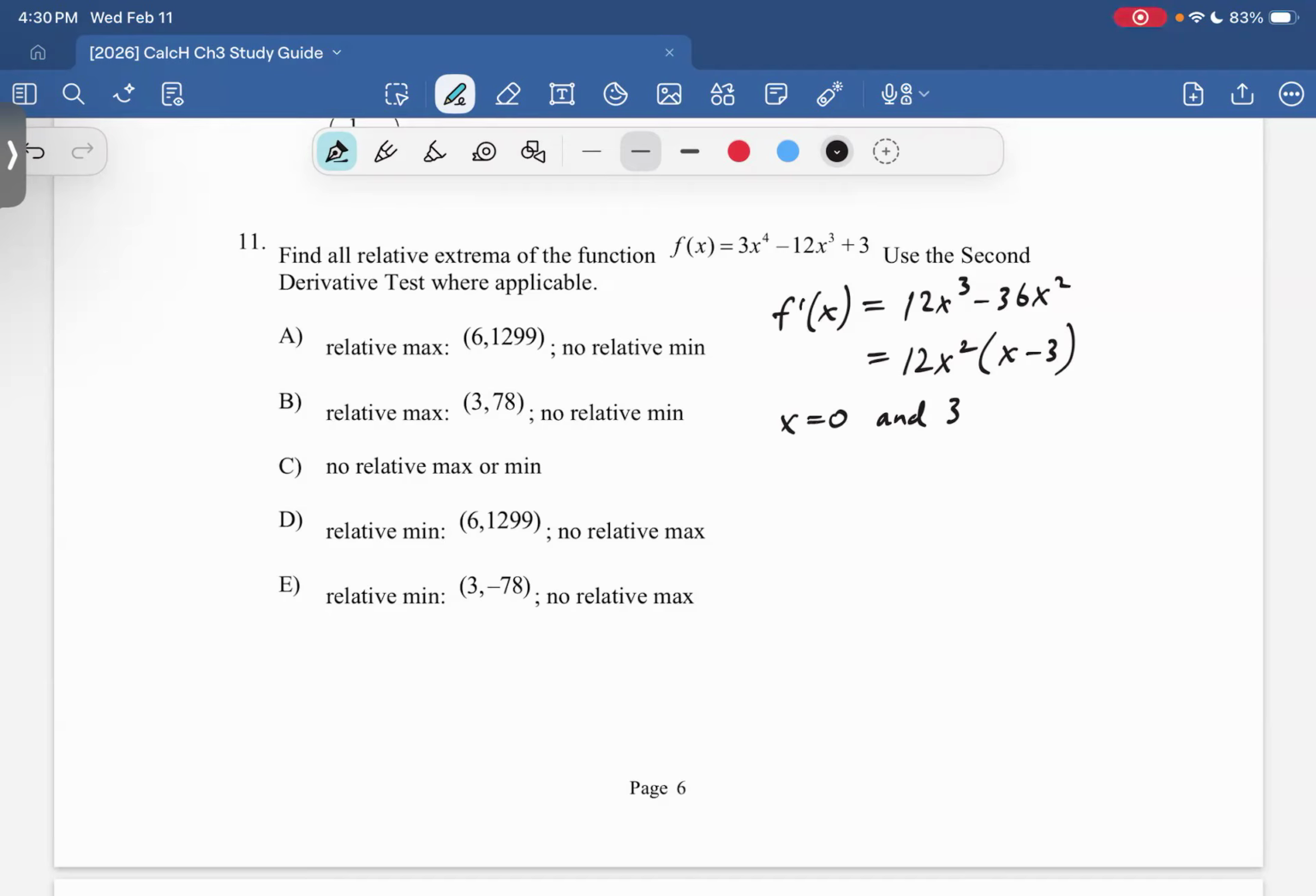Well, now we're going to want to apply the second derivative test. So to calculate the second derivative, we're going to get 36x squared minus 72x. So the second derivative at 0 is going to be 0. So that's actually inconclusive. We're not going to have either a maximum or a minimum at that point. We're going to have neither.